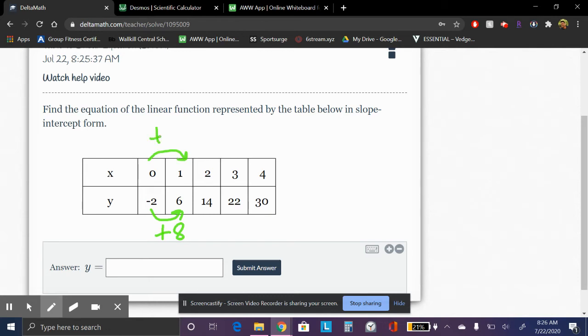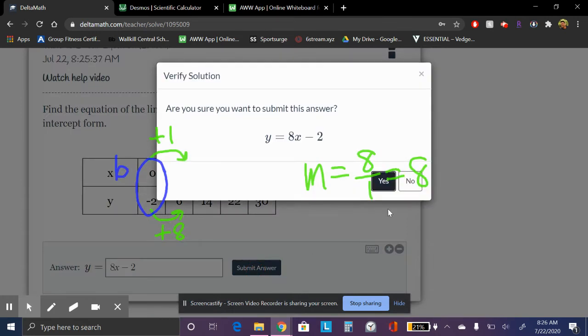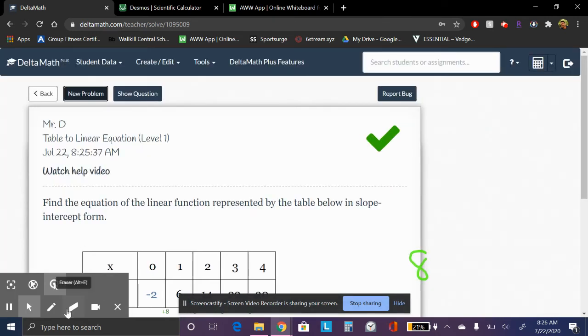over 1. So your slope is 8 over 1, which is just 8. The y-intercept, again, is where the x value is 0. So that's your b. So my equation is y equals 8, the m, x minus 2, or plus negative 2. We don't have to put plus negative. Submit. Yes, sir. And we'll just do one more.